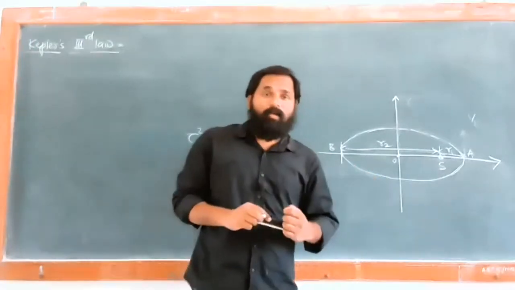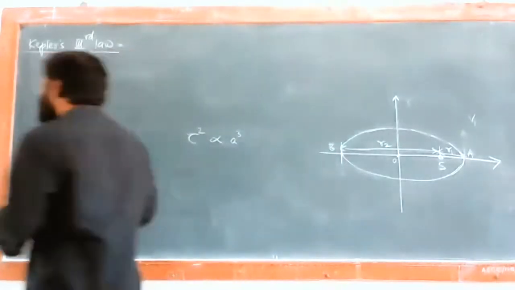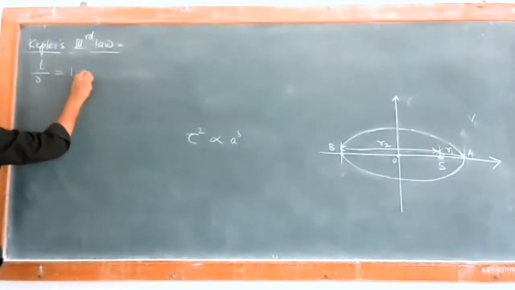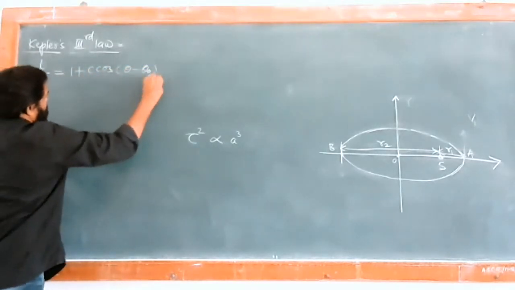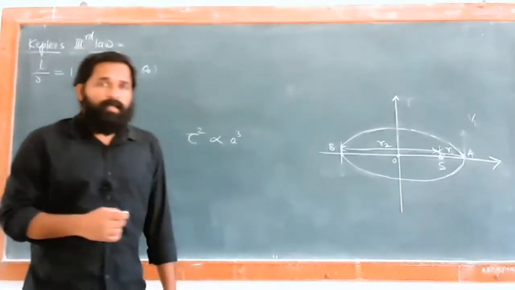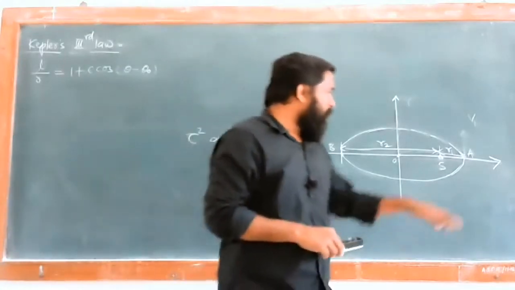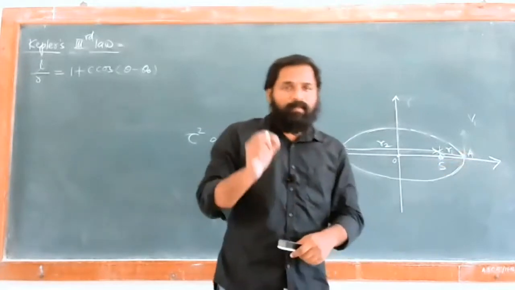And for an elliptical orbit, we have an equation from Kepler's first law, that is L upon R is equal to 1 plus E cos of theta minus theta naught. Okay, that is the equation of conic section, which we have already seen. Now we have two turning points, the point A and point B. Let us say at point A the angle is equal to 0.